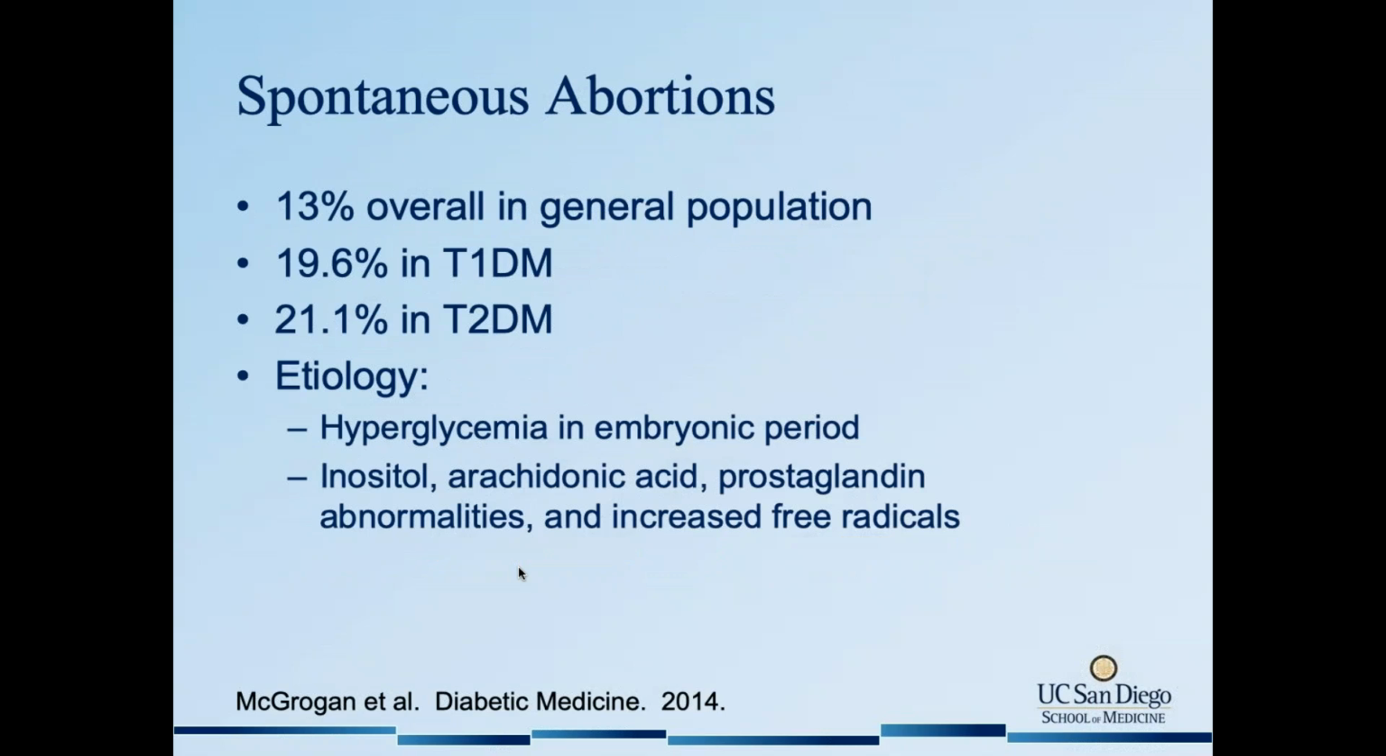Not only is there a risk of birth defects early on with hyperglycemia, but there's also a risk of spontaneous abortions. Overall, in the general population, it's about 13%. But if you look at women with type 1 and type 2 diabetes, the risk of miscarriage is about 20%. The etiology is thought to be, again, hyperglycemia in the early embryonic period, which leads to abnormal pathways, which lead to prostaglandin abnormalities and an increase in free radicals and early cell death, which leads to the miscarriage.